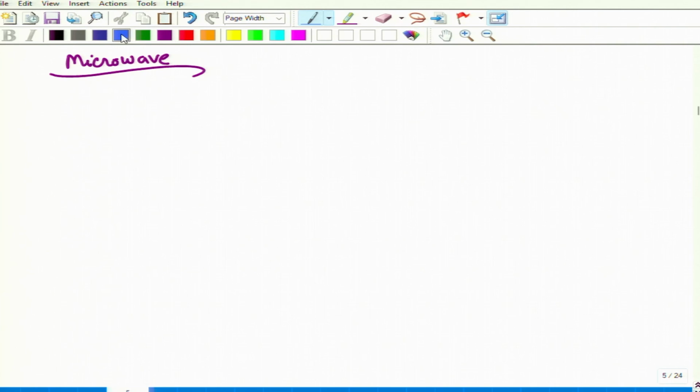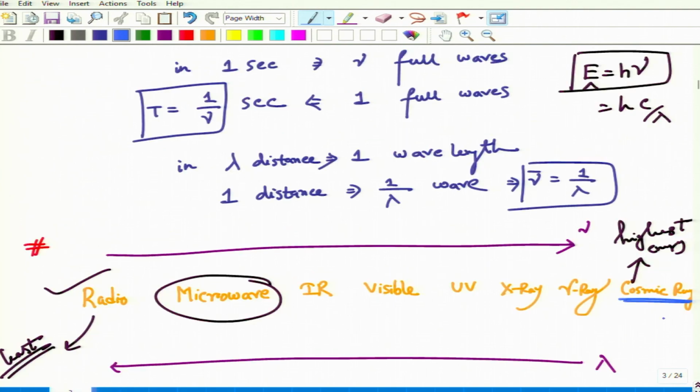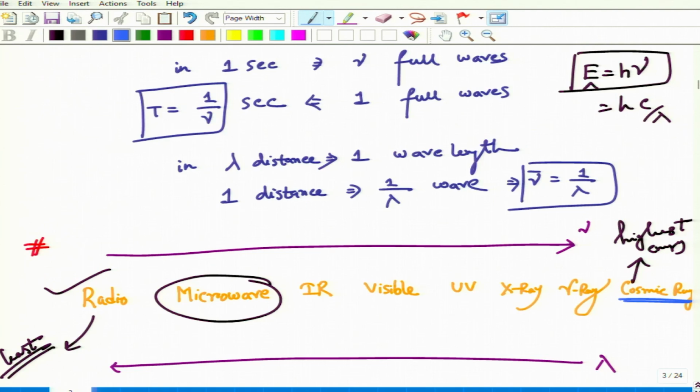Okay. First, wavelength. I would not recommend remembering these things because this is not that important, but we should keep in mind the order: radio, microwave, IR. It is always good to remember these things, but if that is not possible, please remember this order.